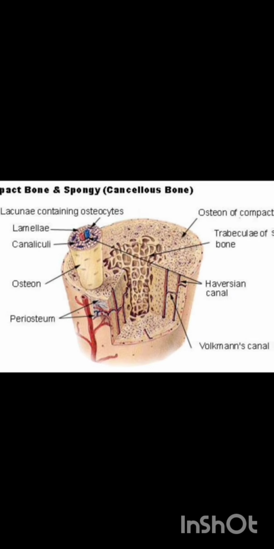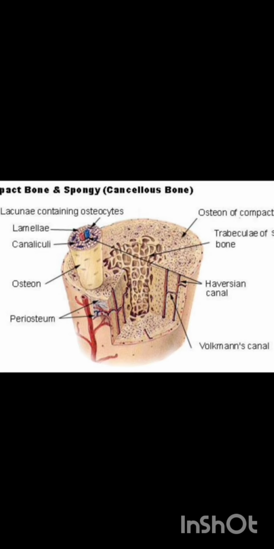Next, we need to see about supportive connective tissue. The supporting or skeletal connective tissue forms the endoskeleton of the vertebrate body, which protects various organs and helps in locomotion. The supportive tissues include cartilage and bone.